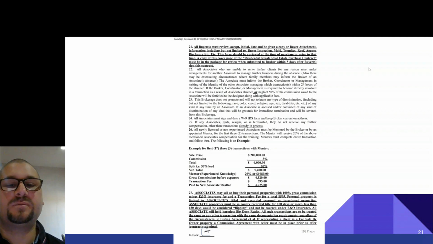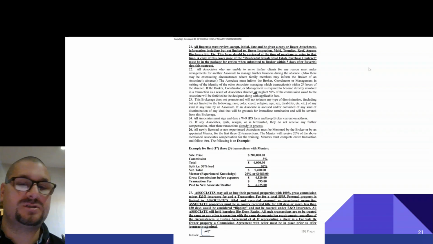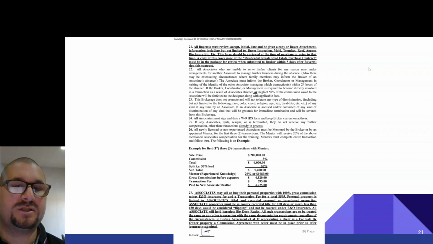So basically, you do the commission. Sometimes you've got to remember what's the transaction fee, and this split of 50% lead. This is if they give you the lead. So typically, your leads you generate yourself. So this wouldn't apply if you got the lead yourself. This would only apply if you did not find the seller, right?